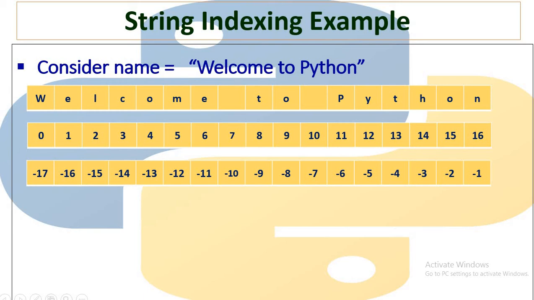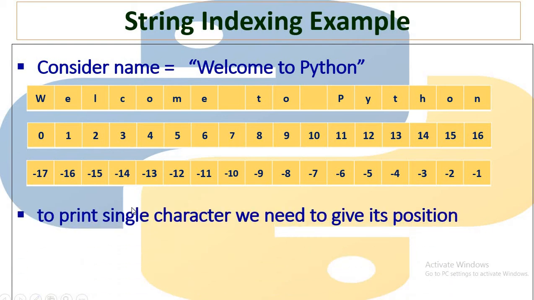So let's have a look from the left side. If you look from the left side, see the position of C is 3. So we want to print the third character from the string. Though you see it is at the 4th position, the positions start from 0. So C is at the 3rd position.